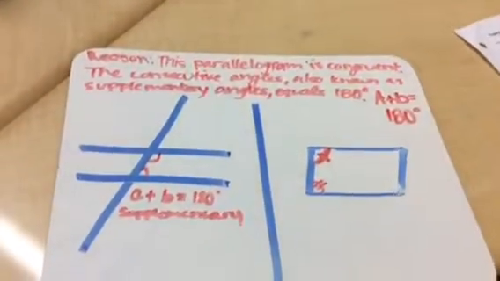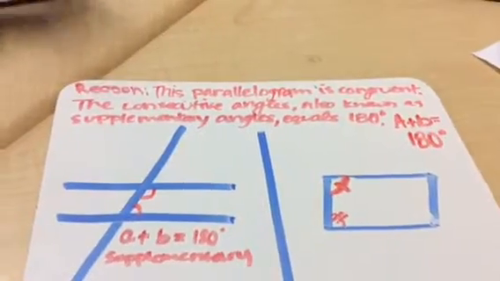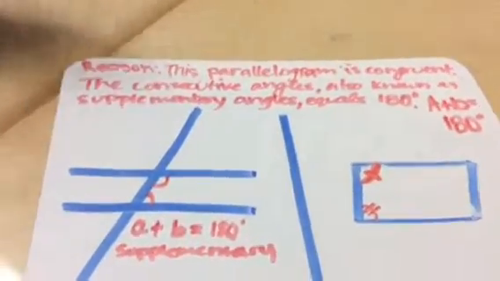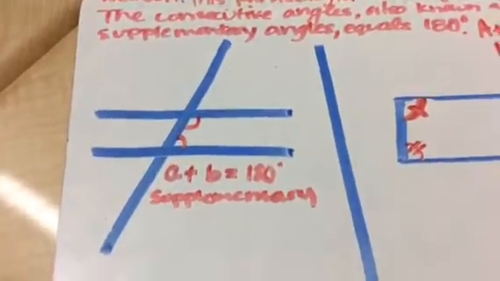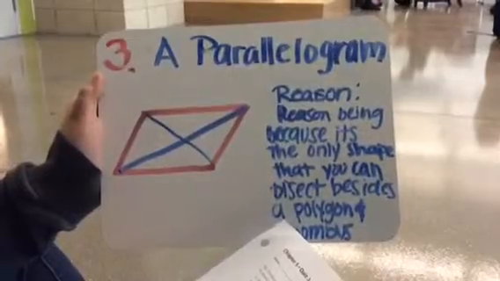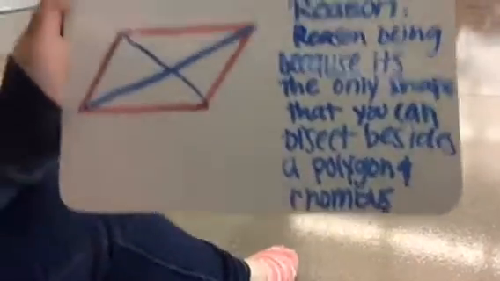The consecutive angles of a parallelogram is? Supplementary. The consecutive angles, also known as supplementary angles, equal 180. Because of the example, A plus B equals 180, which is supplementary. The diagonals of a parallelogram bisect the opposite angles. Reason being, it's the only shape that you can bisect besides a polygon and a rhombus.